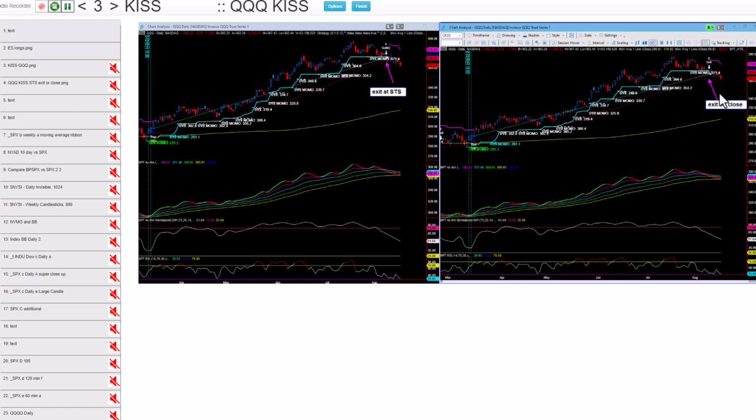Now the one on the right, the system doesn't exit intraday. Instead, it waits for a confirming closing bar. Okay. And that's what we've usually been doing.